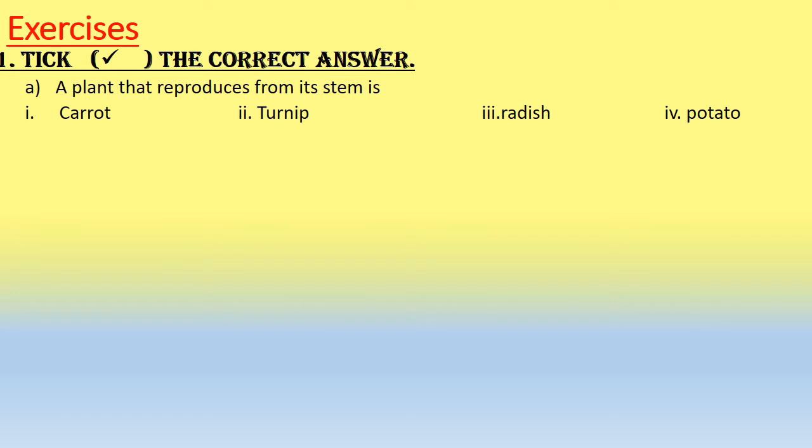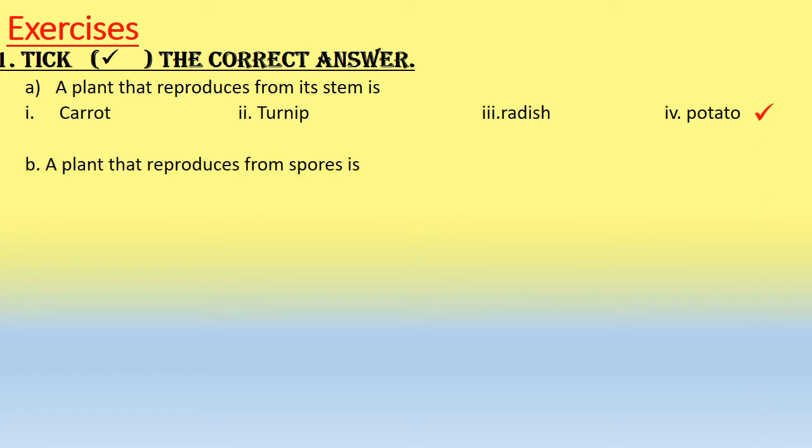So our first exercise is take the correct answer. Part A, a plant that reproduces from its stem is, your options are carrot, turnip, radish, potato. So children, carrot, turnip and radish will reproduce by their roots, whereas potato will reproduce from its stem. So tick potato.